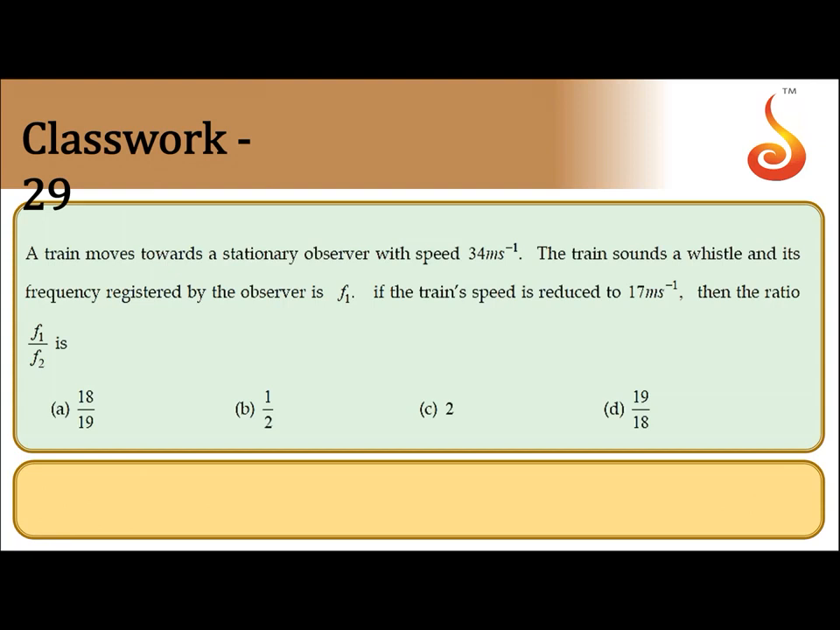So here one piece of information is missing. Velocity of sound is 340 meter per second. This information is missing. So the train moves towards the stationary observer. That means the observer is stationary. Source is moving at 34 meter per second. So the registered frequency is f1.